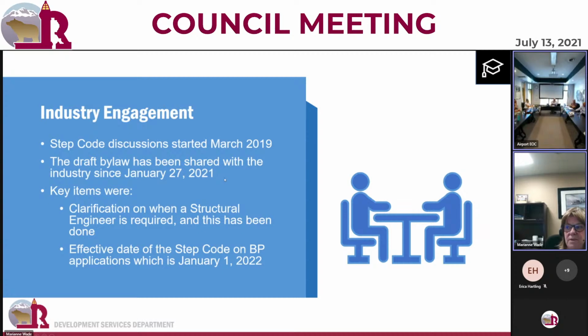The industry engagement, we started the step code discussion in March 2019. The draft bylaws have been shared with the industry at our monthly builder developer meetings. We've gone back and forth. We've integrated comments, provided clarification, and been working with the industry on that.